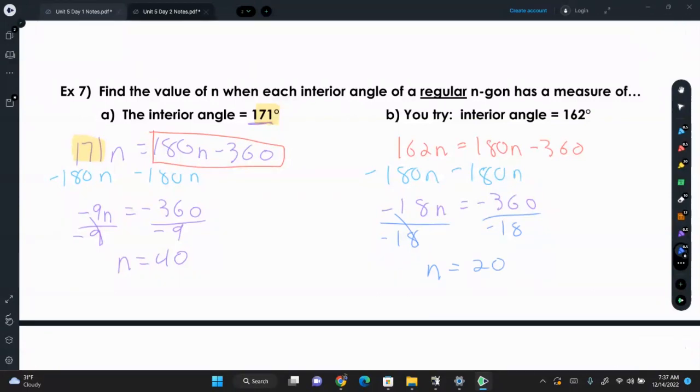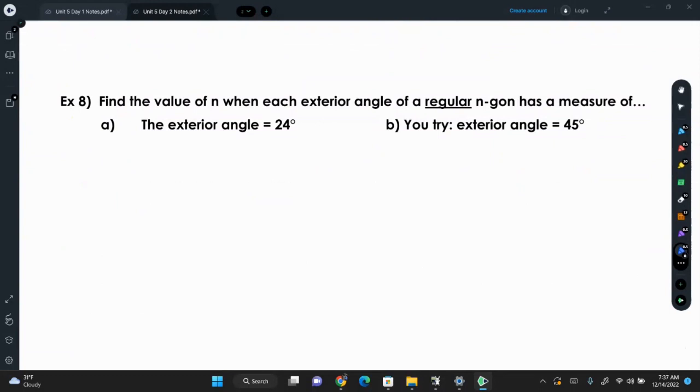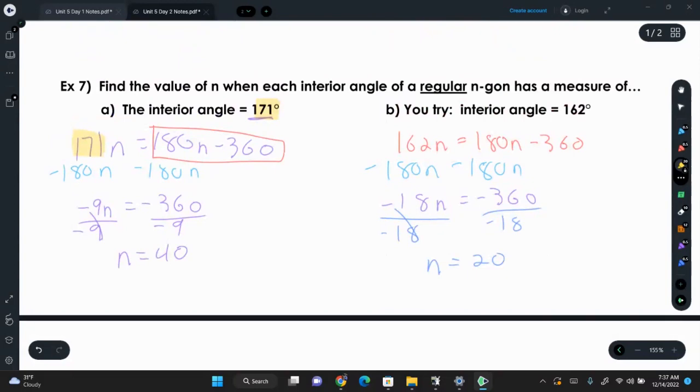So the confusing part about this lesson and yesterday's lesson is going to be knowing when to use which formula. Because we have a lot of them, but you really need to read carefully to know which one to use. All right, then our last example, find the value of n when each exterior angle of a regular n-gon has a measure of. So this is now exterior angle. Here, it was interior angle.